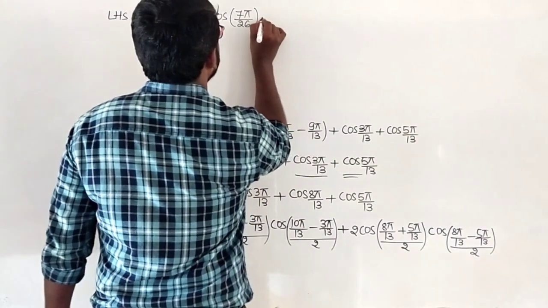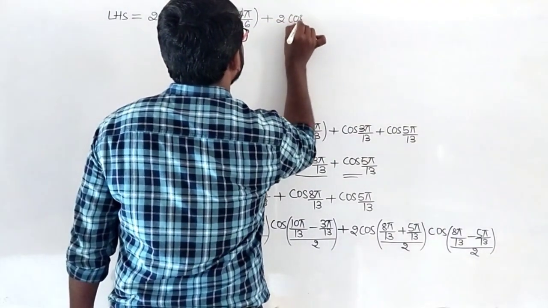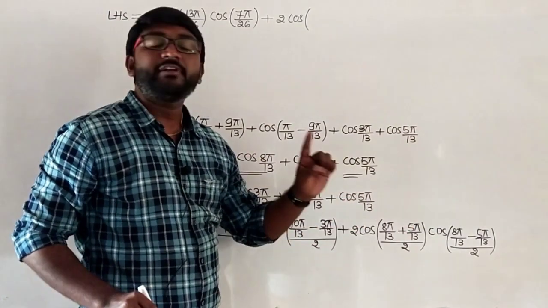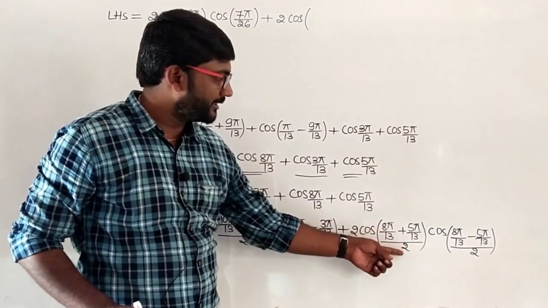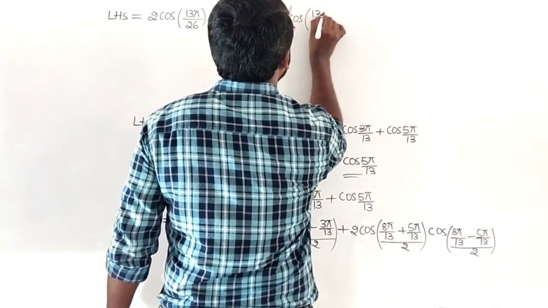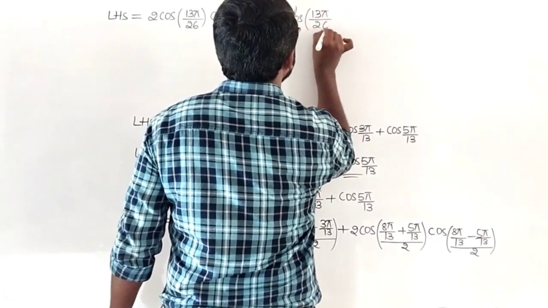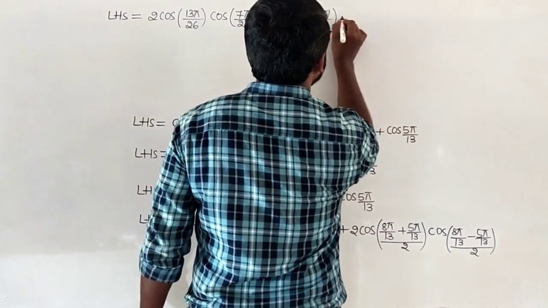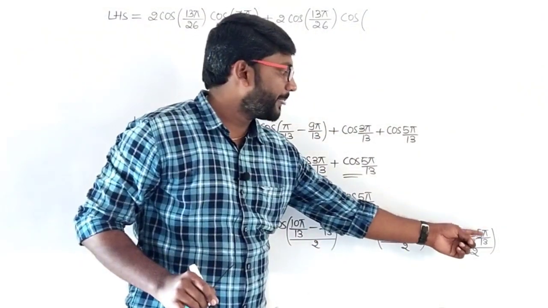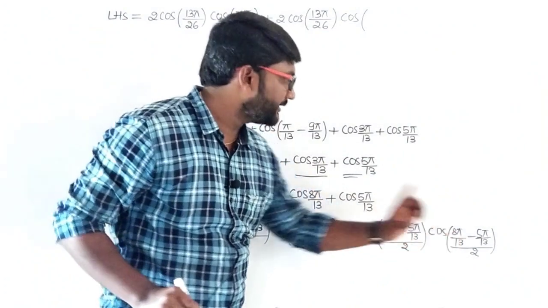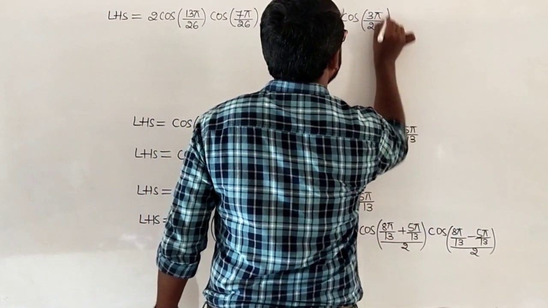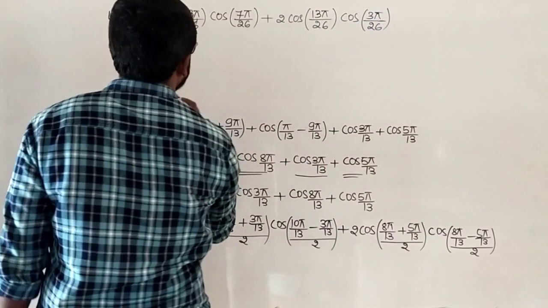Then plus 2 cos of 8 pi plus 5 pi will be 13 pi divided by 13 whole divided by 2. 13 into 2 it is 26. We get 13 pi divided by 26. Then into cos 8 pi minus 5 pi will be 3 pi divided by 26. So 3 pi divided by 26. So let us simplify this further.